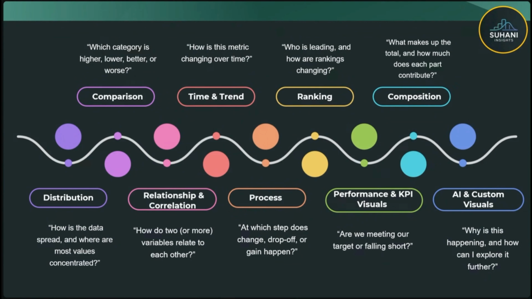Relation and correlation visuals, how two or more variables are related to each other. If I'm spending on something, am I getting the worth of it? If the season is changing, are my products also competitive in the market or not? If I want to analyze something like that, then we should go with relationship and correlation visuals.